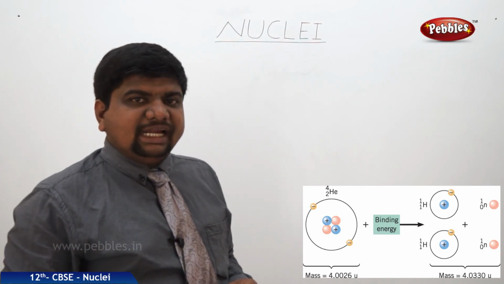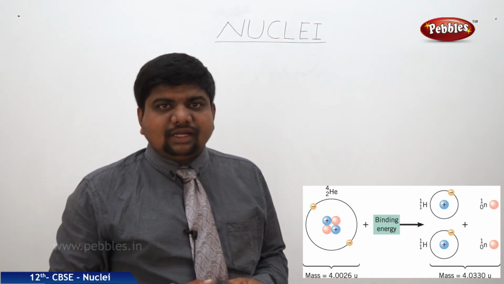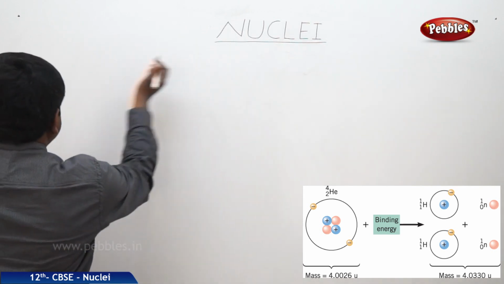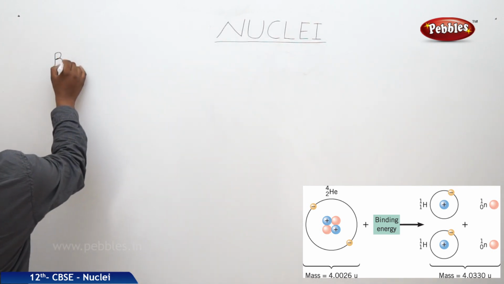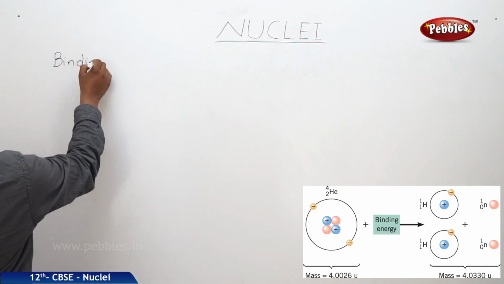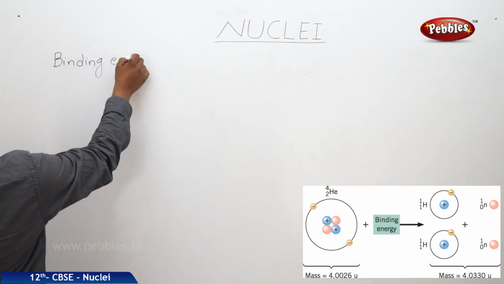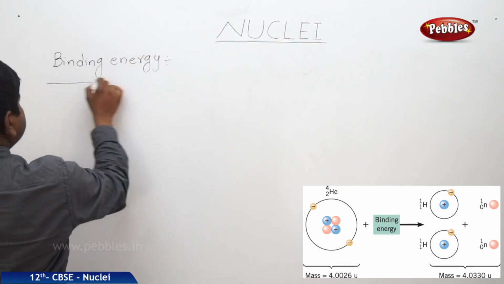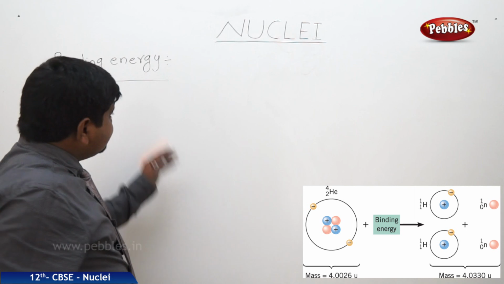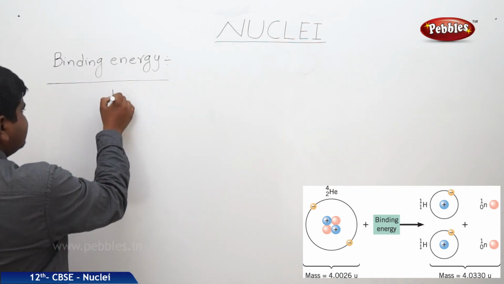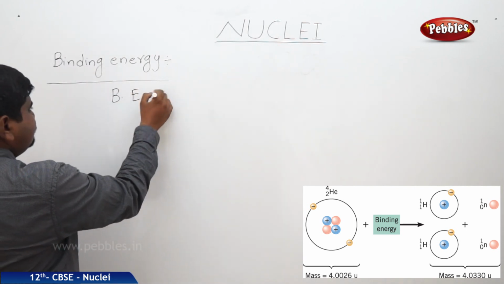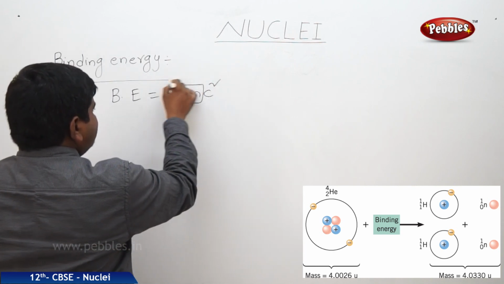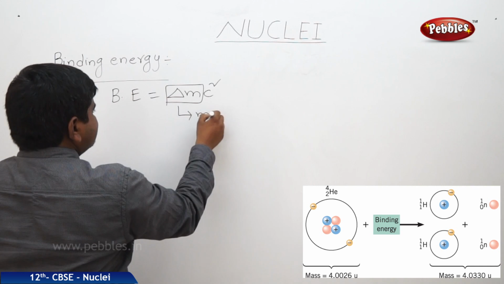Now we will see the binding energy of a nuclide and the binding energy per nucleon of a nuclide. Binding energy: it is given by BE equals Δm c², where Δm is the mass defect.